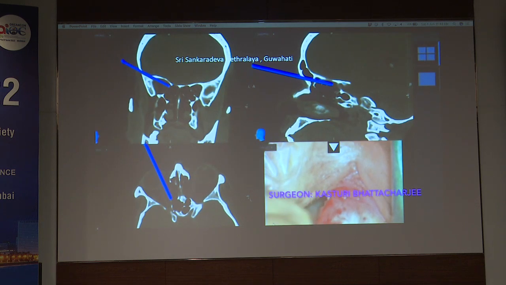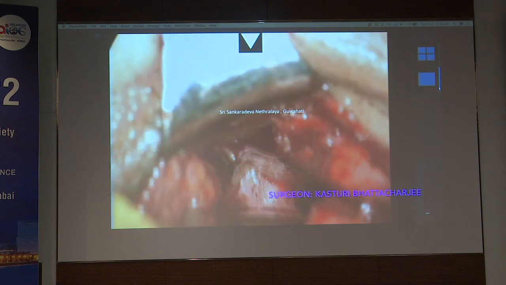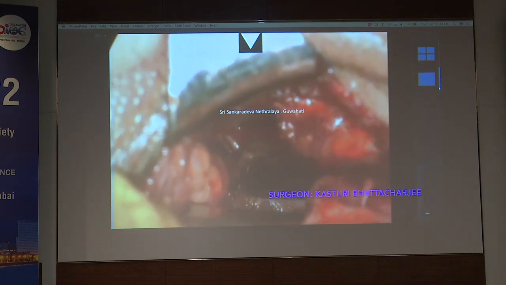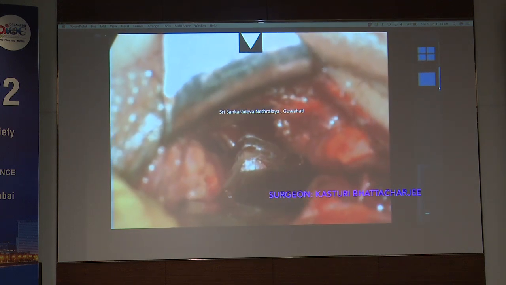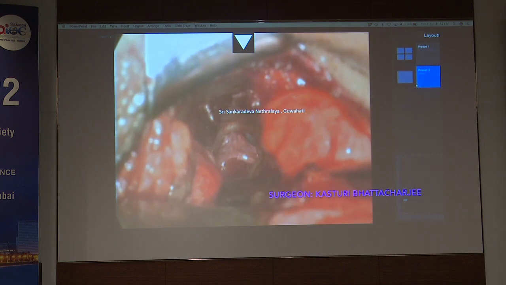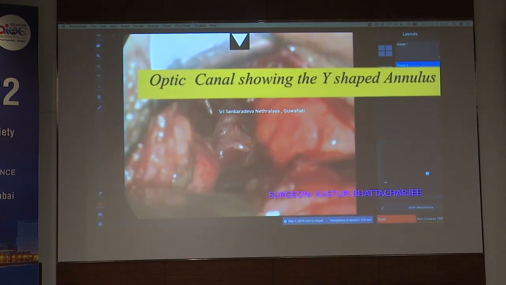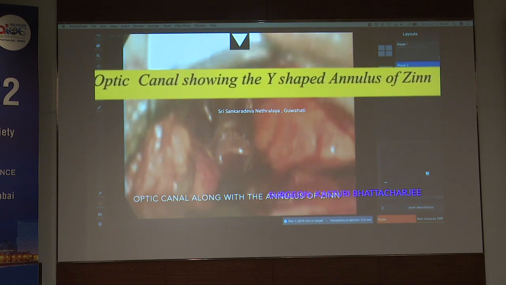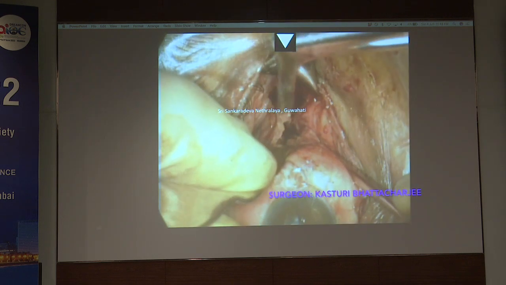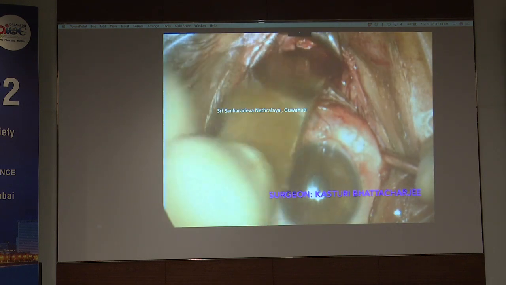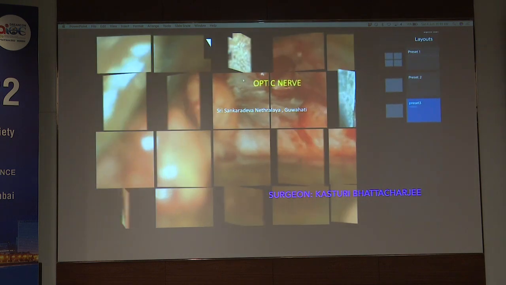And this is my stylet showing I am still in the posterior ethmoid, and it is guiding me that I need to go further until I see the optic canal with the optic nerve, having the annulus of Zinn, the Y-shaped structure. So you need to reach this structure, and with so much fat and other structures in the orbit, without a navigation system, it is not safe to do surgery in this region.